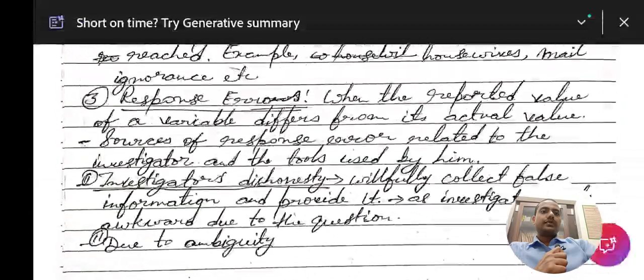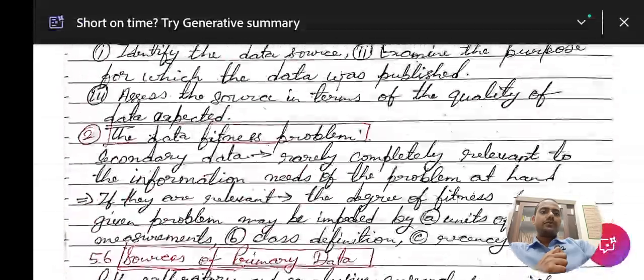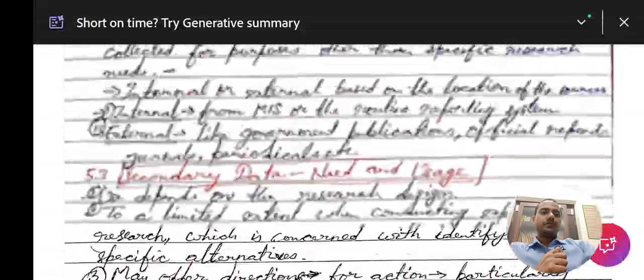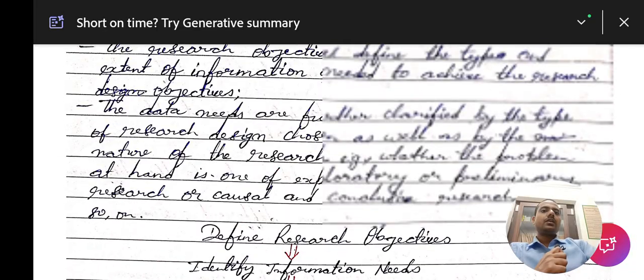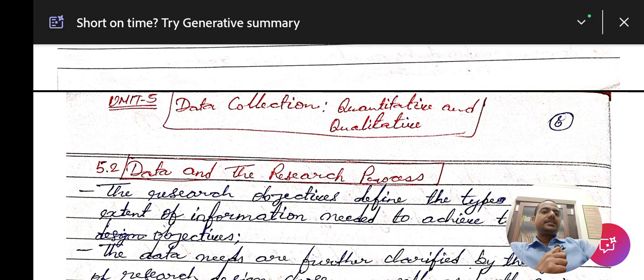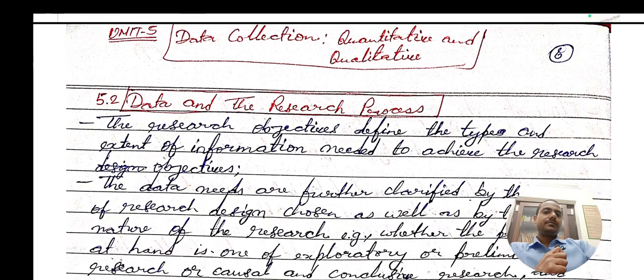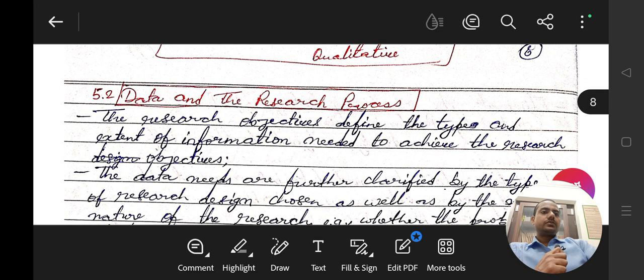So that's all about the fifth unit, data collection, quantitative and qualitative methods. So that's it. Thank you all.